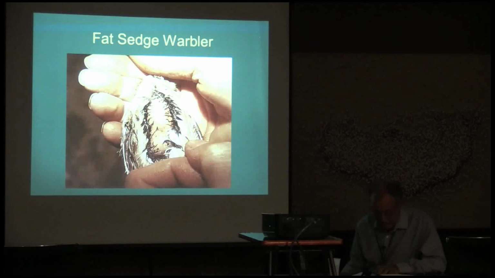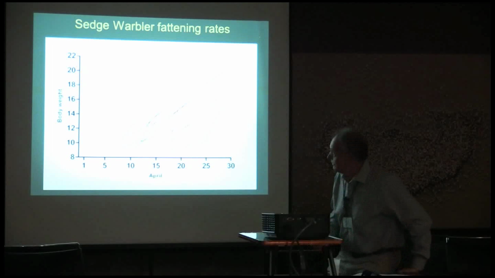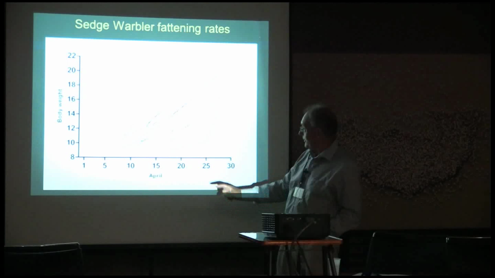Well, these birds are wild birds, but in captivity, birds do exactly the same thing. So that gives us another way of knowing that a bird is in a migratory state, by the amount of fat that it has. And these are some data from sedge warblers showing their rate of fattening in spring. These are from Africa. The body weight of the bird is shown there, and the dates are given along here. And these are birds that were caught two or three times while they were fattening for migration.